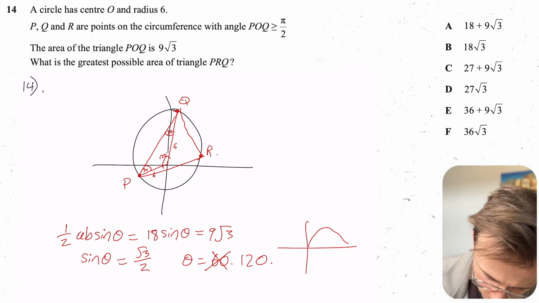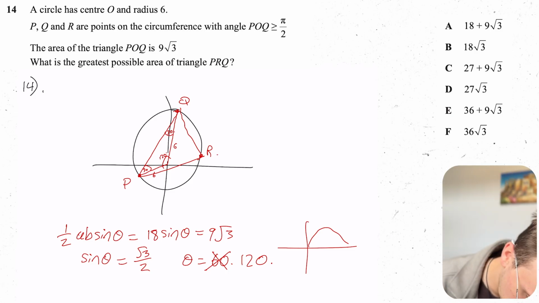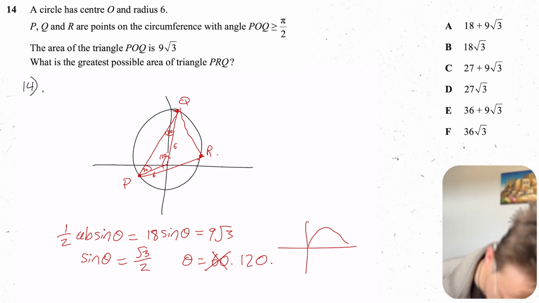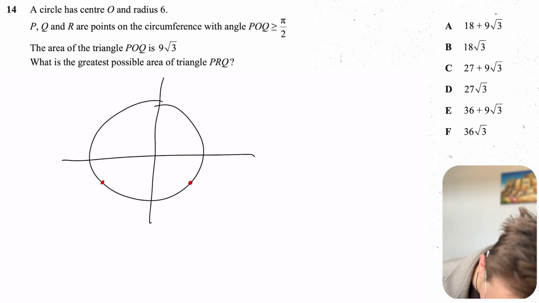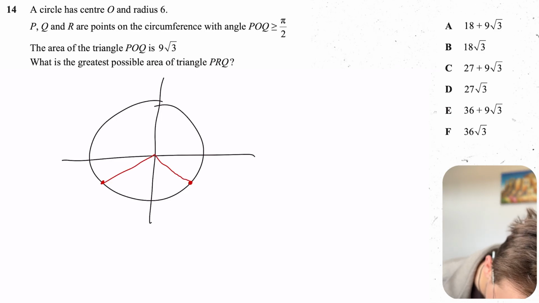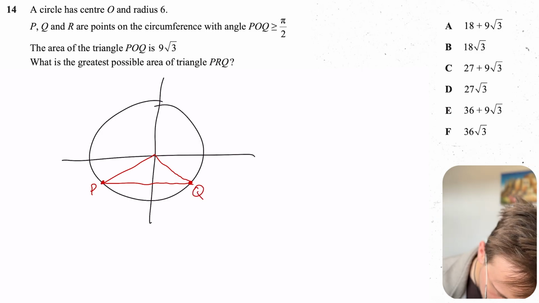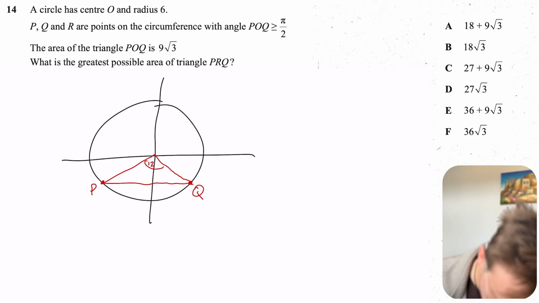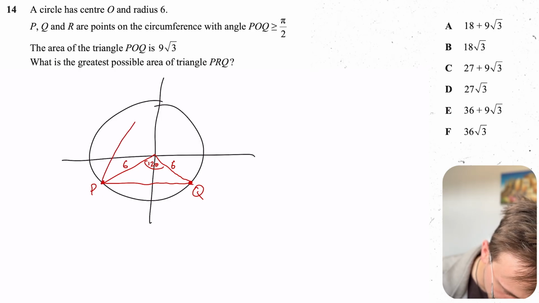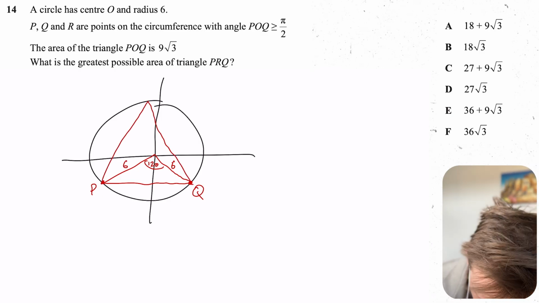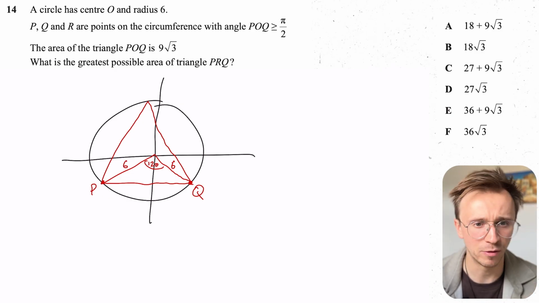Okay, so we got close with 14, but what we should have drawn is, we knew that this was 120, so I'm going to draw P and Q now horizontal, so just imagine spinning it round. It's P and Q, and then we know this is 120 degrees, this is 6, and we want to find where R is. Now, think about this like triangles. We want to find the maximum area of this.